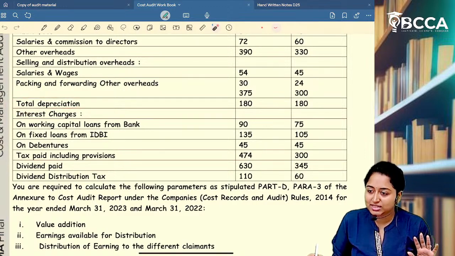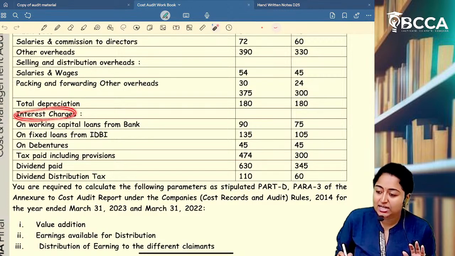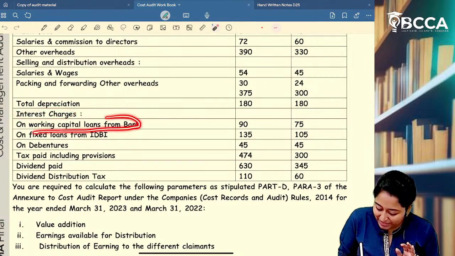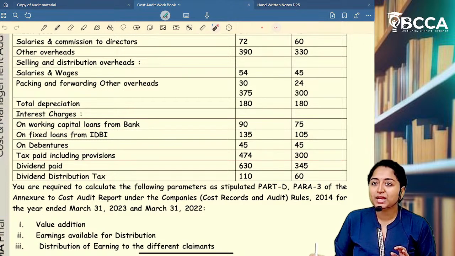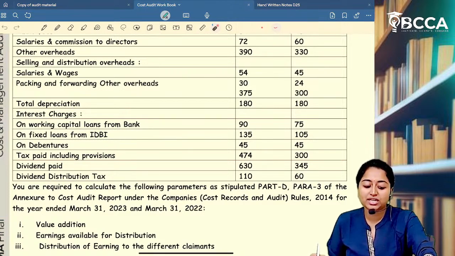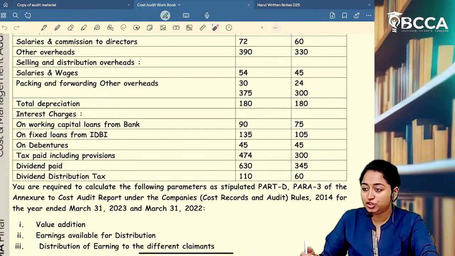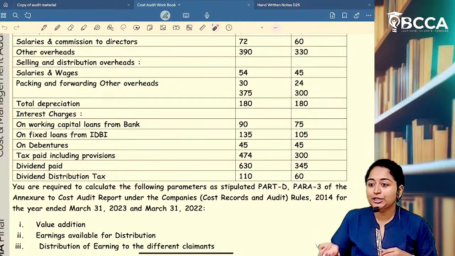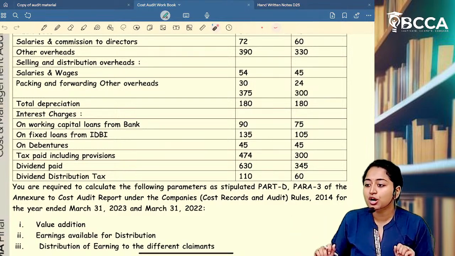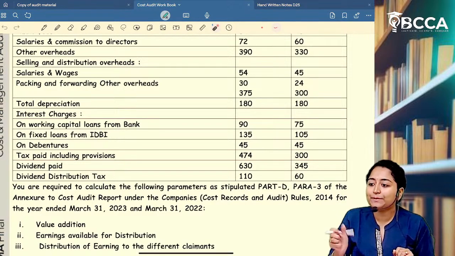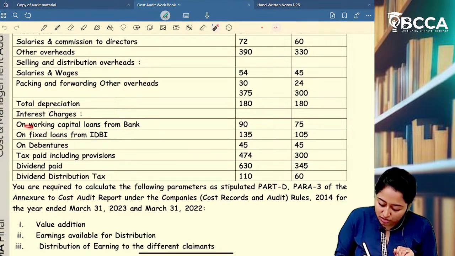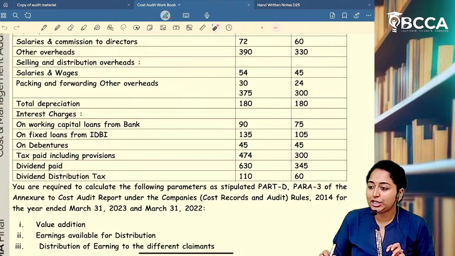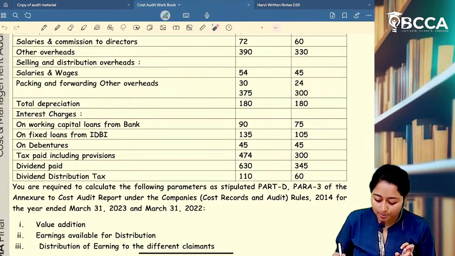No, we will not consider depreciation. Next, interest charges. In interest charges, we'll only take working capital loans from the bank, because working capital loans are included in the day-to-day activities of the production. These are for conversion of raw materials into finished goods. Because of working capital, we have some value addition. So these working capital loans will be taken into consideration. Fixed loans will not be taken.